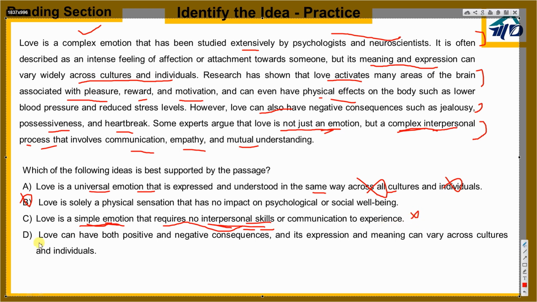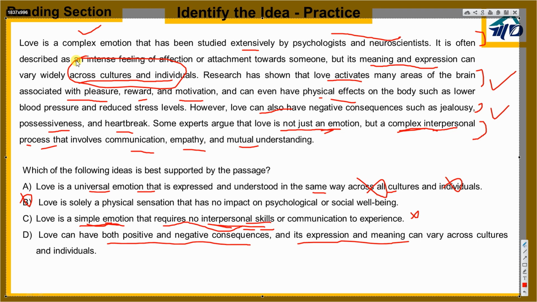Now it doesn't matter whether I read this fourth option or not. I can blindly go for this one, the fourth one. I do not need to even cross check. But anyway, let's read it. Love can have both positive and negative consequences. Yes, they discuss the positive consequences here, they discuss the negative. And its expression and meaning can vary across. Yes, this was also said. So, see, even if you are not reading D, still you can answer D.